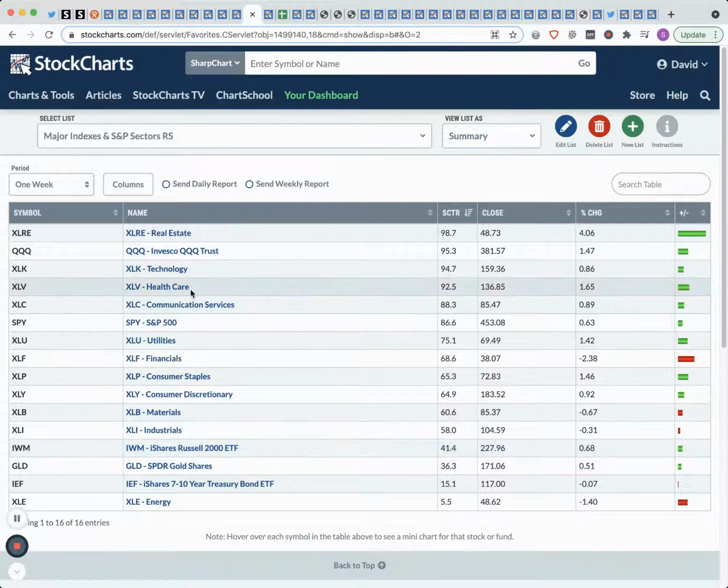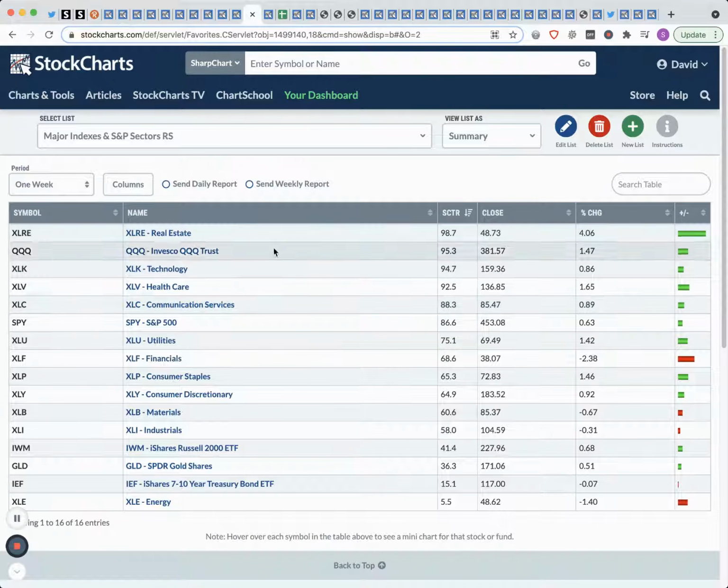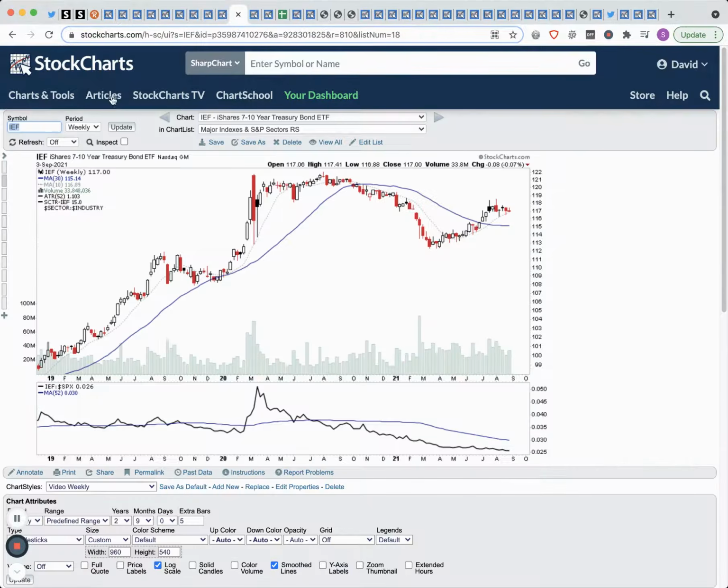of small caps again. But for the moment, it's technology, the Nasdaq 100, healthcare, communication services, and real estate this week that are the areas that are outperforming.